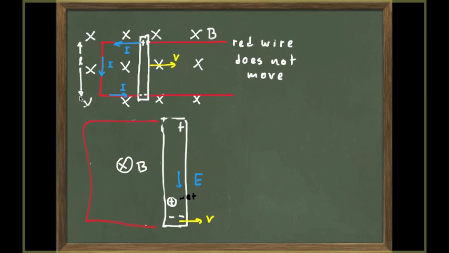When it gets to the top, it has a path to go and join its brothers, the negative charges on the other side, and it will go do that. But once it gets there, the magnetic force pushes it through the bar again. So this charge continues to flow. So you have set up a current here in this circuit, just by moving the bar with a velocity v.